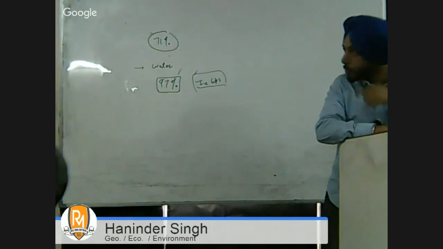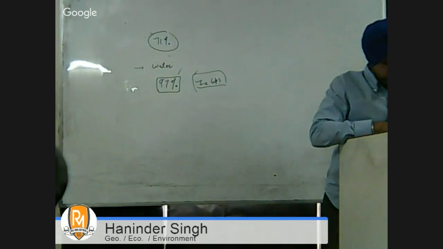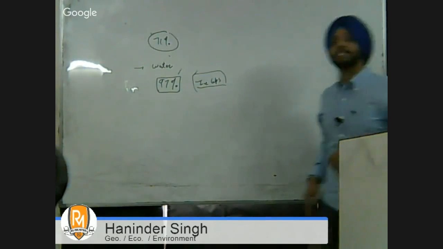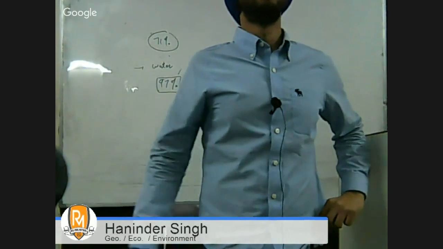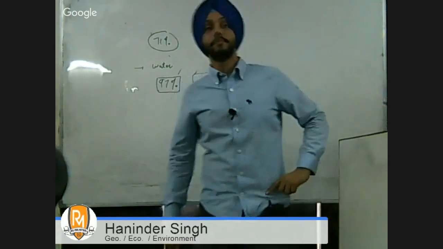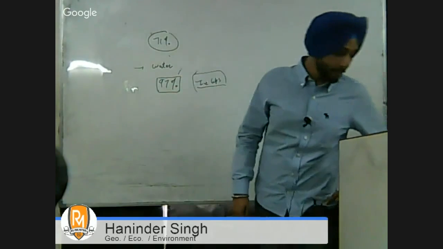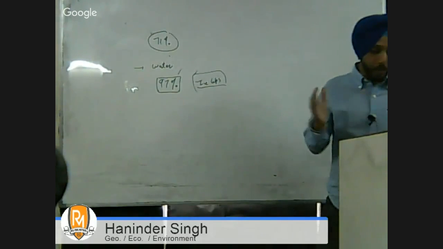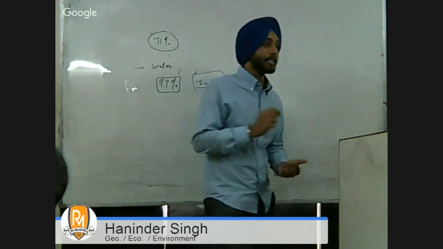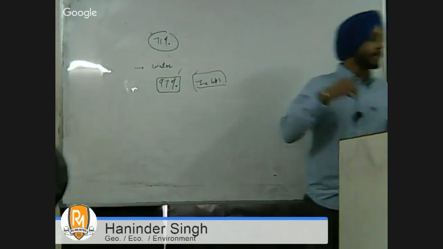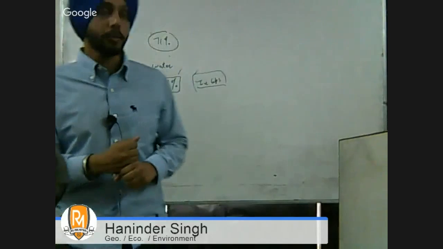First one is oceans. They cover 97.25% of water. Second one is ice caps and glaciers, 2%. Third is groundwater, 0.68%. After that, lakes. Lakes have 0.01% of water.